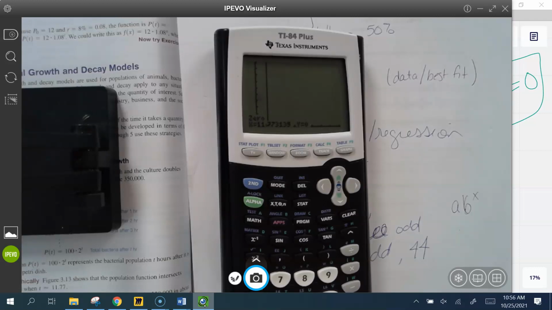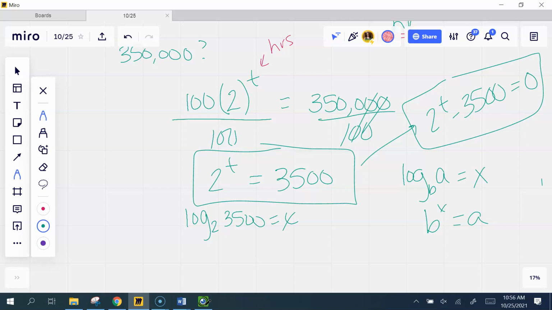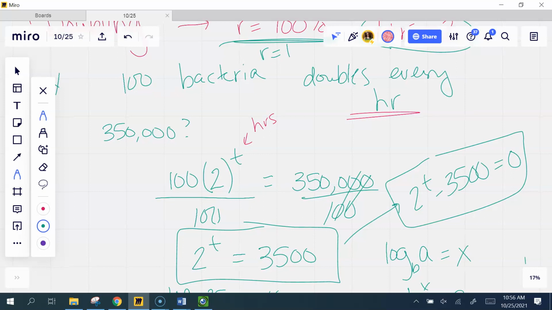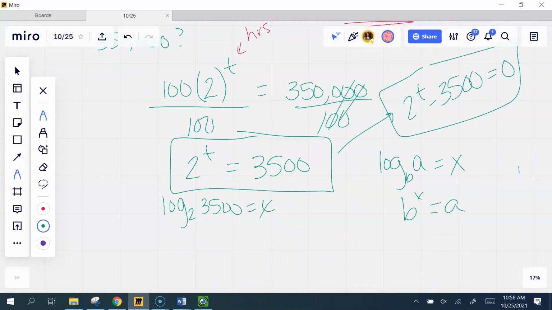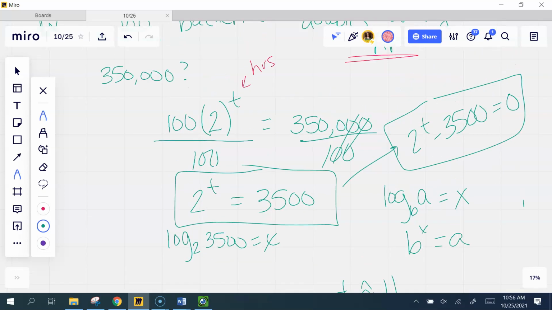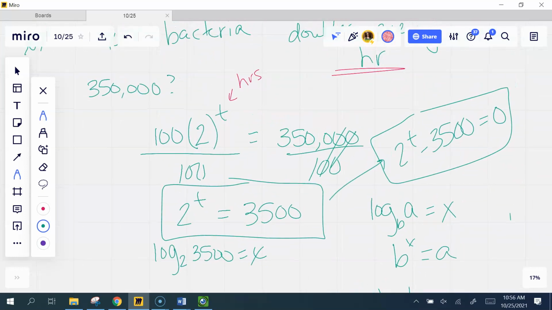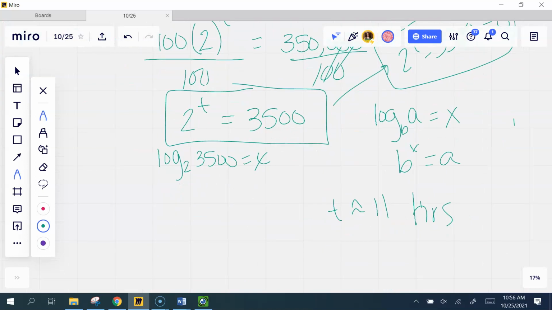So we go back to the problem we were on, and it says, when will the bacteria reach 300,000? Well, when t is approximately 11, so we were in hours, so in 11 hours, your bacteria will have grown from 100 bacteria to 350,000 bacteria. And y'all have done this in science, right? Haven't y'all done half-lives and doubling? Okay. 11 hours. Yep, 11 hours. That's okay.